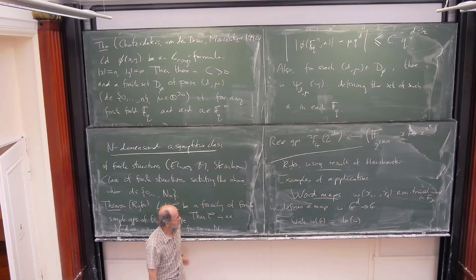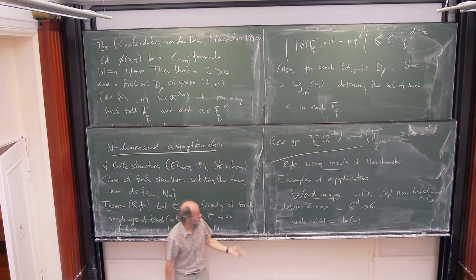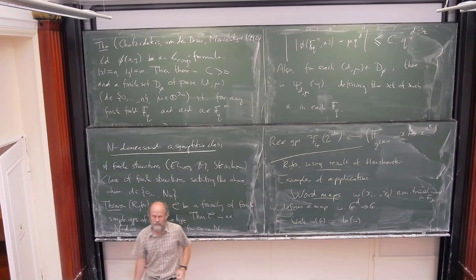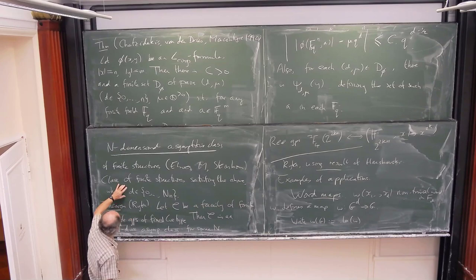So the comment is that once you've fixed the word, this will be a uniformly definable map across all groups. So in particular, if you look at any class of finite simple groups, it'll be uniformly definable, given by a single formula. So this kind of statement has information.